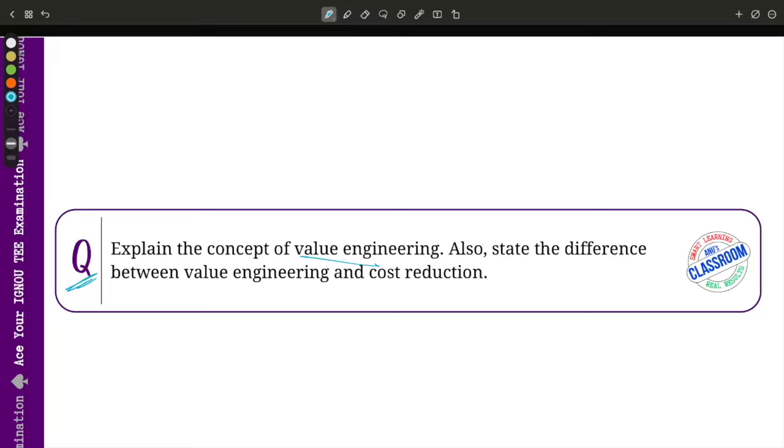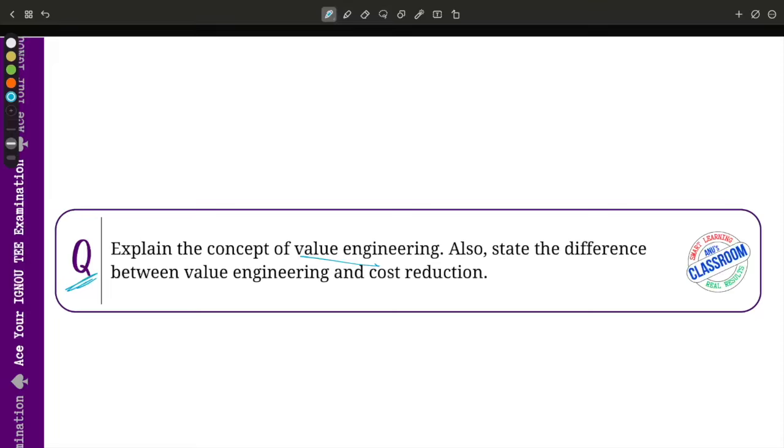Value engineering encourages creativity and innovation. It generates multiple ideas. That is divergent thinking, and then from those multiple ideas, it will select the best one. That becomes convergent thinking. Whereas cost reduction usually follows the traditional methods and focuses on a single solution, that is, whatever works with the least cost. That is all there is about cost reduction.